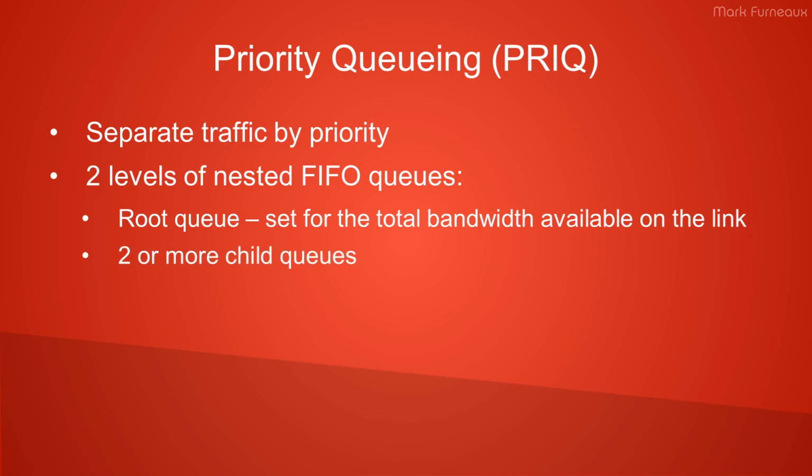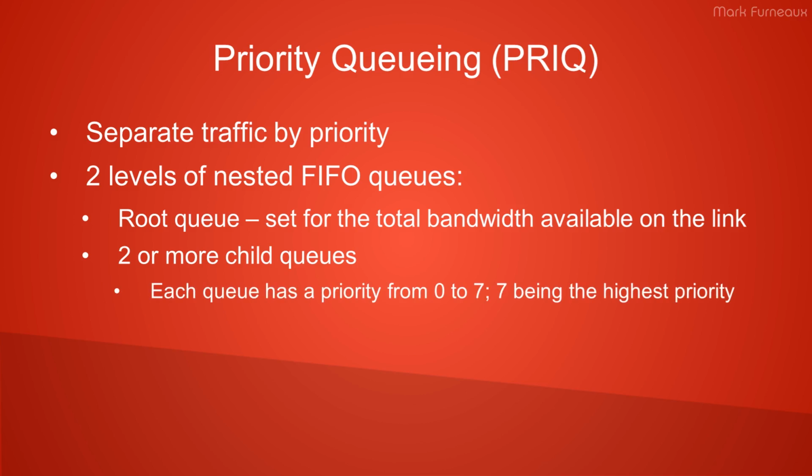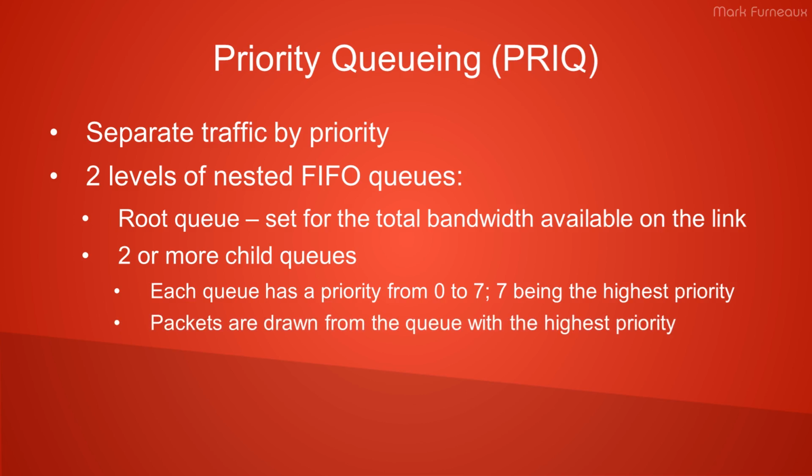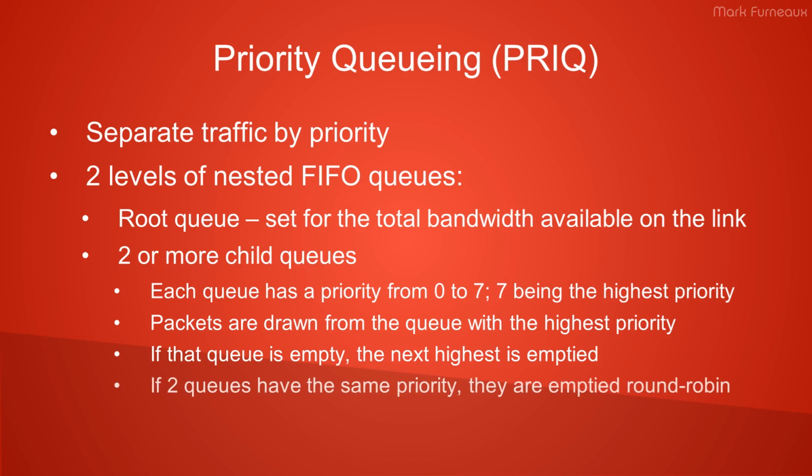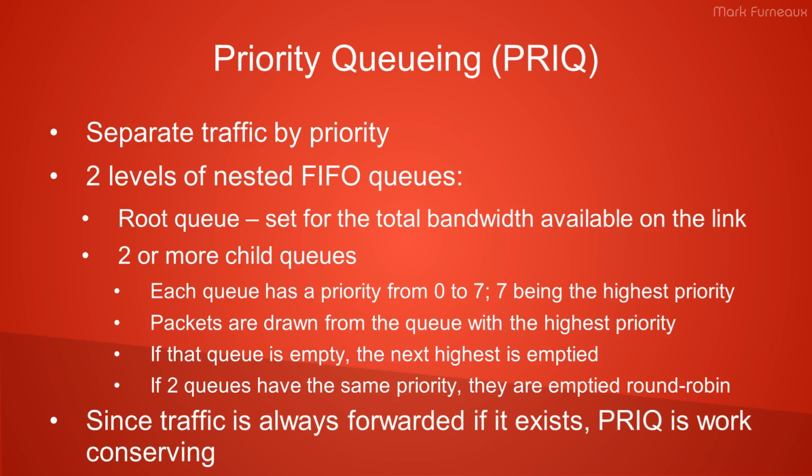Below the root queue, you can then have two or more child queues. And each of these queues has a priority from 0 to 7, with 7 being the highest priority. The principle of operation of the scheduler is that packets are drawn from the queue that has the highest priority. In the event that that queue is empty, then the next highest priority queue is emptied, and so on and so forth. If you make two queues which have the same priority, then they get emptied in a round-robin fashion, assuming that traffic is available. Since traffic is always forwarded if it exists, PRIQ is work conserving, right? It will always forward something if any of the queues have traffic in them.